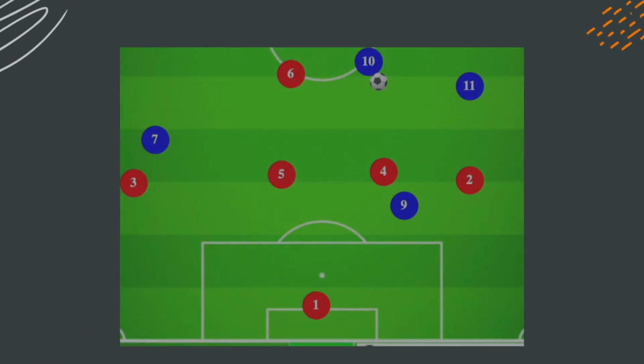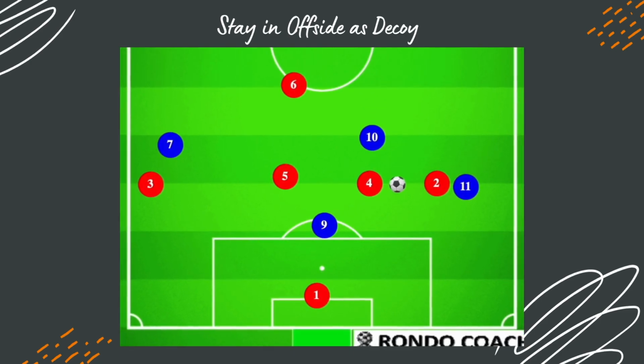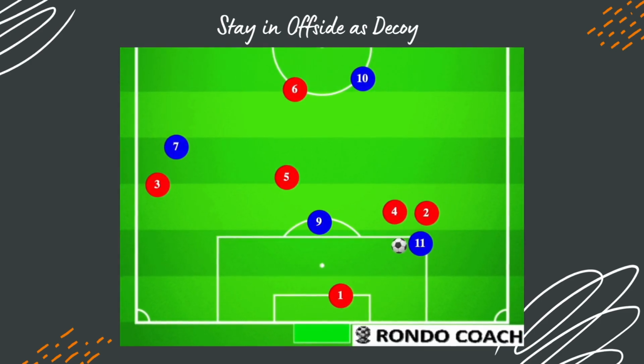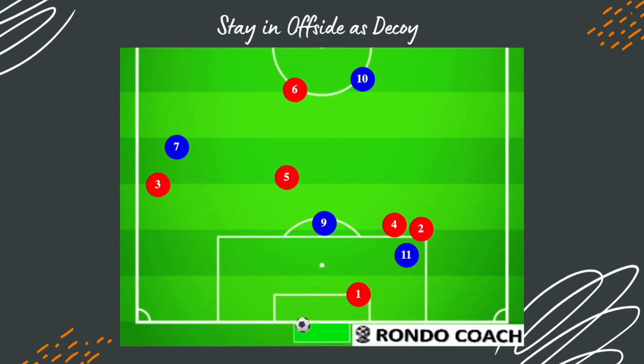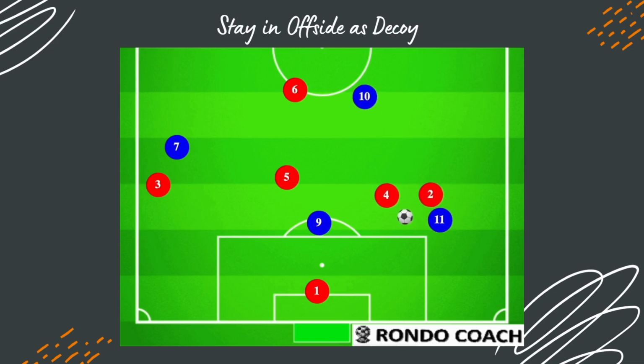Another option is that the player will run too early into offside position, then a ball will look like it's coming towards them, which will make everybody think it's a clear offside situation. Instead, the player doesn't touch the ball and another runner comes and picks it up.